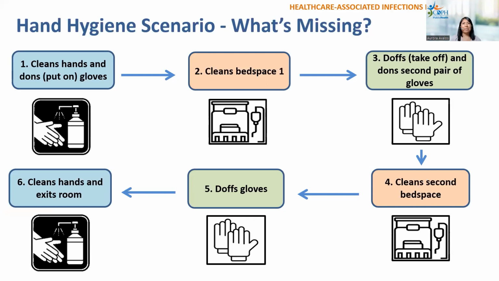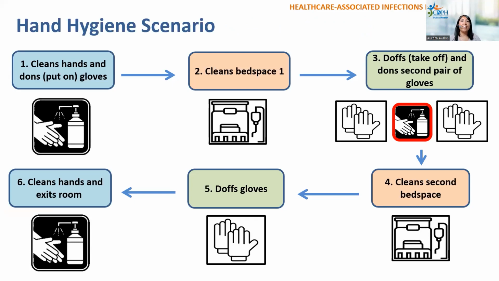Okay, step number 3. Correct, that is correct. Right after the EVS staff touch items in resident 1's bed space and move to resident 2's bed space, they should have performed hand hygiene before donning clean gloves. Great answers.